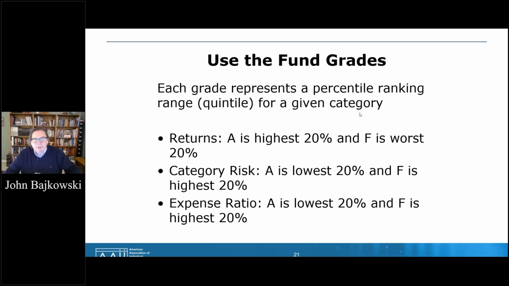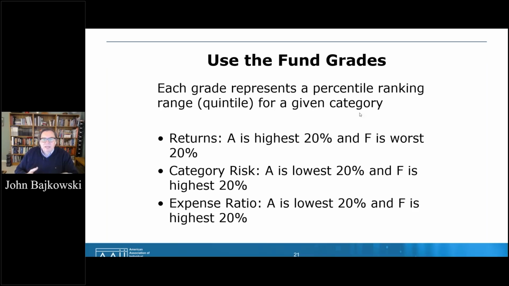So using the fund grades, we had a question about the fund grades a moment ago. What we do is we take, for any given period of time, any kind of information, we take all the funds that have data for that particular category, for that particular data item. Let's say it's a 1-year rate of return. We rank them from highest to lowest, and we take the funds that are in the top 20% and give them an A. We then take the next 20%, give them a B, then a C, then a D, and then an F.